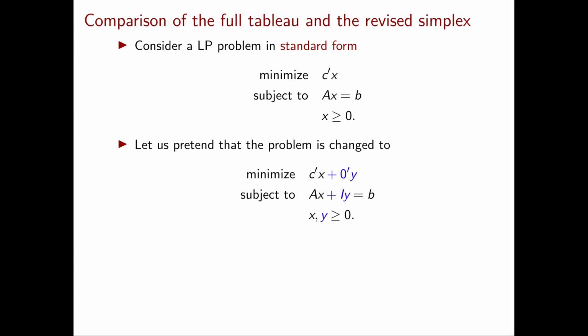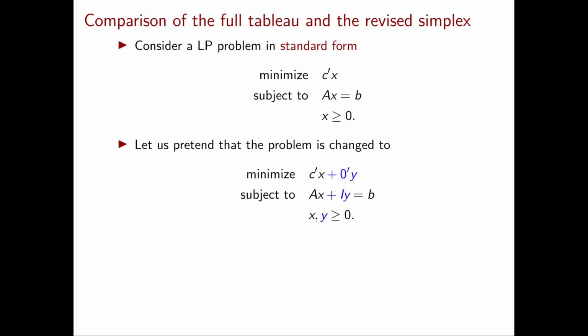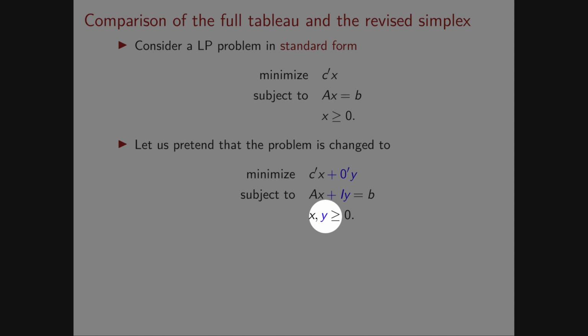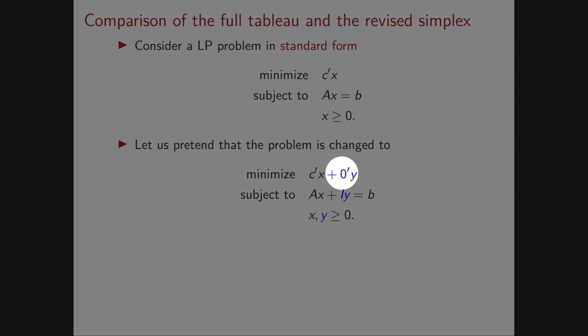What I want to do is add a bunch of additional variables that are similar to slack variables. Of course, I don't need any slack variable here because I already have equality constraints, but I add them anyway. So I add plus y1 to the first constraint, plus y2 to the second constraint, and so on and so forth. In matrix form, the new system of equations will be Ax plus identity times y equal to b. As for real slack variables, I also add the constraints that the y variables are greater than or equal to 0. Finally, I make no change in the objective function, so essentially I'm just adding plus 0 transpose y.